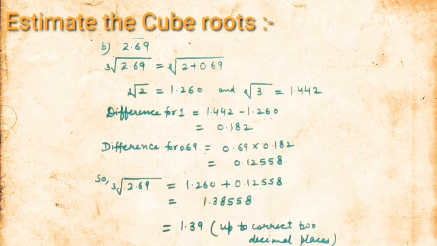Cube root of 2.69 is equal to the value of cube root 2 plus the value for 0.69. So add both the numbers and you will get the answer 1.38558. And now you have to give the answer up to 2 correct decimal places. Round off this digit 5, add 1 in the next digit. The answer will be 1.39. This is all about the estimation of the cube roots and the square roots.